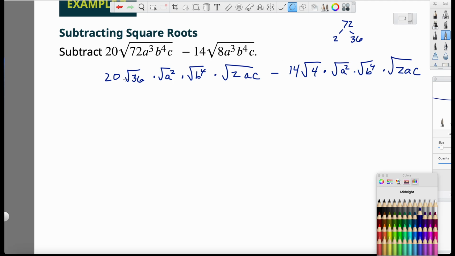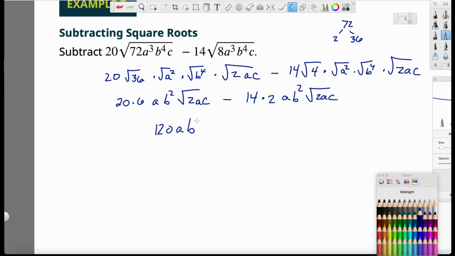All right, so let's simplify this. 20 times 6, a, b to the second, root 2ac, minus 14 times, okay, I got a 2, I got an a, b to the second, and then root 2ac. All right, so 20 times 6 is 120. 120 a b to the second root 2ac. 14 times 2 is 28. 28 a b to the second root 2ac.